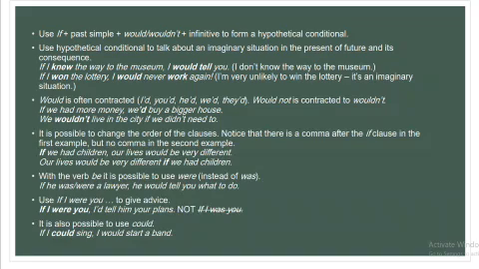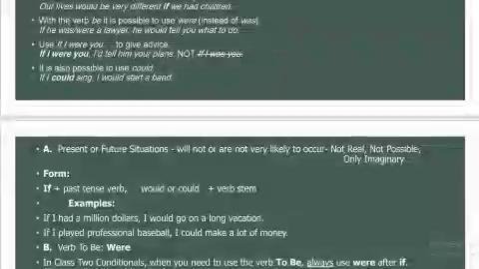Okay, please pay attention to the next point. Use if I were you to give advice. Therefore, if you want to recommend something to other people, or if you want to give advice to other people, we use if I were you. If I were you, I'd tell him your plans. We don't say if I was you. And it is possible to use could. In the hypothetical conditional sentences, we can use could instead of would. Okay, let's go to the next slide.